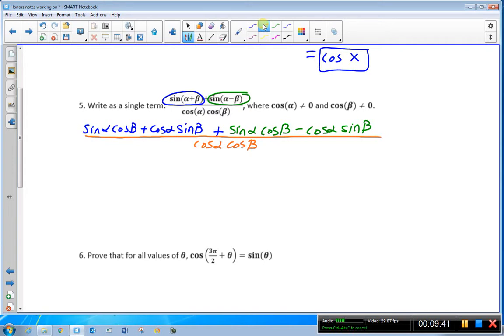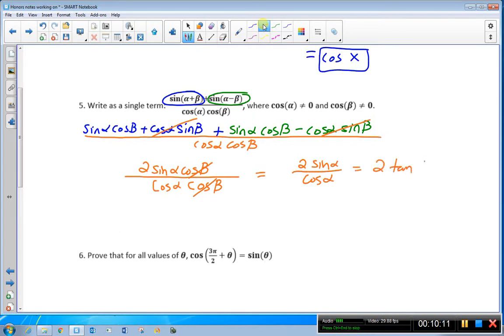So I see that the cosine alpha sine beta and the cosine alpha sine beta, positive and negative, those cancel to 0. And then I have 2 sine alpha cosine beta. If you combine the numerator over cosine alpha, cosine beta, the cosine betas cancel, and so we end up with 2 sine alpha over cosine alpha. Well, sine over cosine is tan, so that's 2 tan alpha.